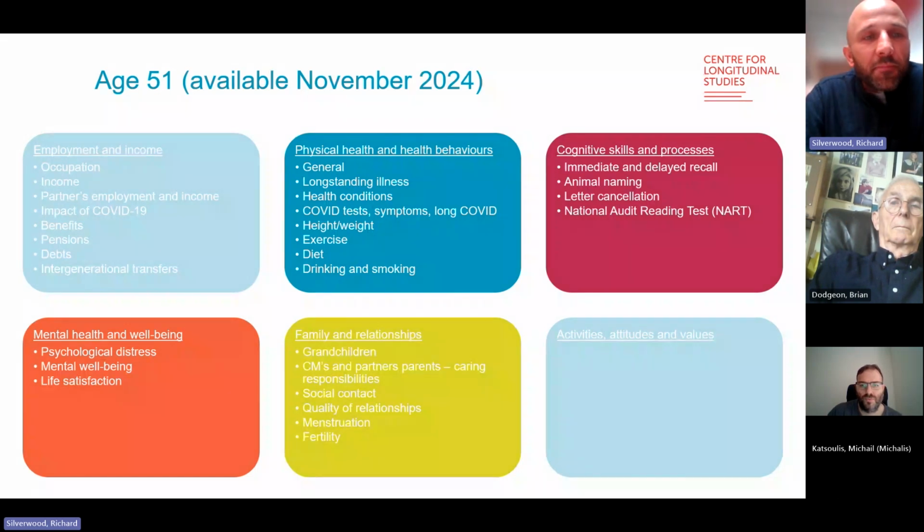So again, these are covering similar kinds of domains of data collection that we've been interested in throughout the adult lives of the cohort members. But you can see a few additional pandemic-specific areas of interest here around COVID, illness, and the impacts of that on employment and income in particular.